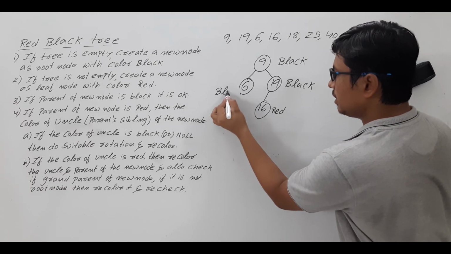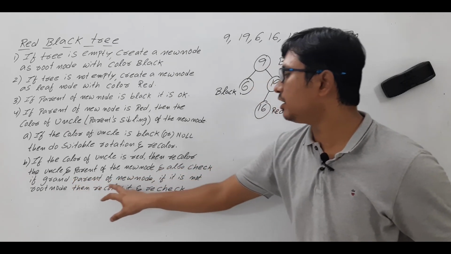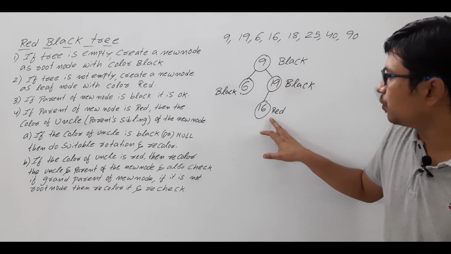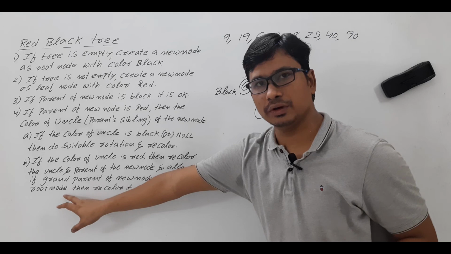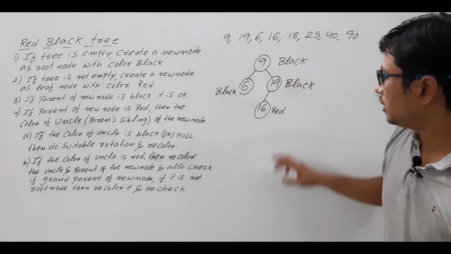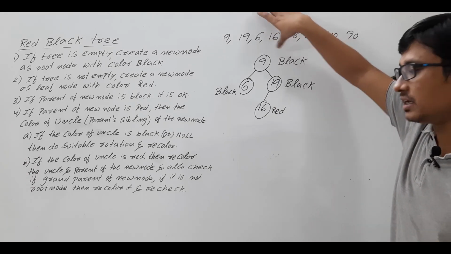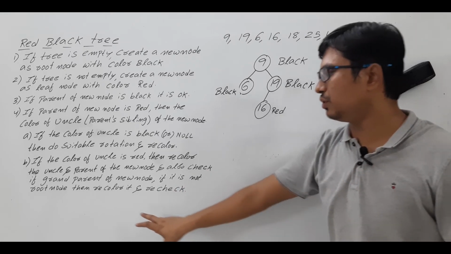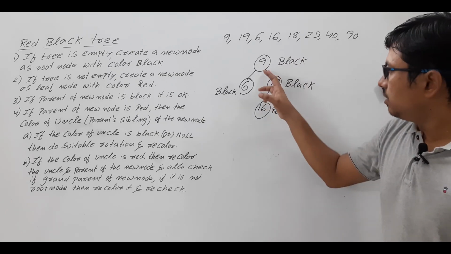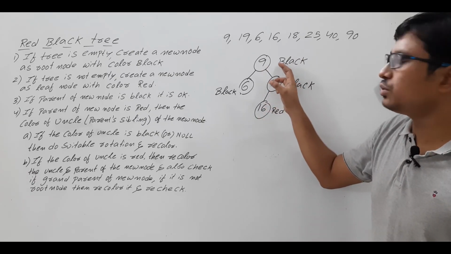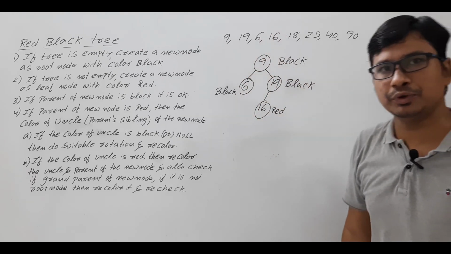Is it clear? Now you need to check another one, and also check the grandparent of the new node. What is the new node? This is the new node. What is the grandparent? This 9 is the grandparent. If it is not the root node, then recolor it and recheck. Now in our case, this 9 is the root node, so we need not recolor. That is what they are saying. But in our case, this 9 is the grandparent of this 16 and it is a root node, so I need not recolor it. So now this is a red black tree after inserting up to 16.